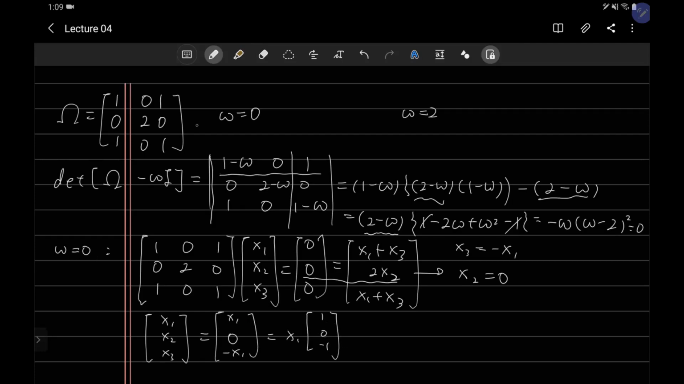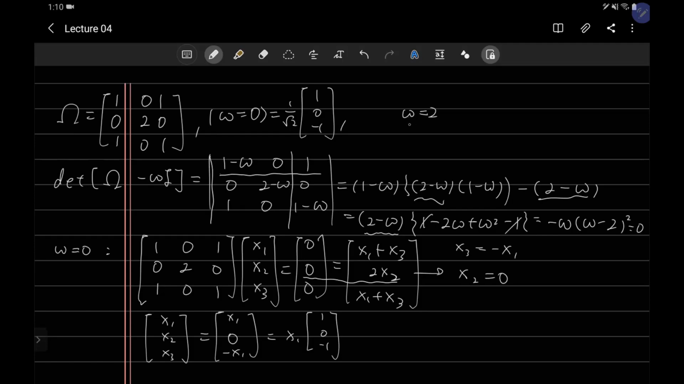So in this case, we found the eigenvector having the eigenvalue of 0. We can either write it down in this way, or we generally prefer to have a normalized vector. So we should divide by the length of this vector. So that is the first eigenvector of this operator. And what about omega equals 2?